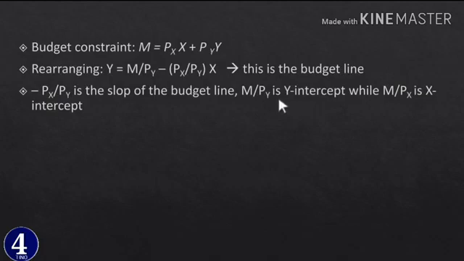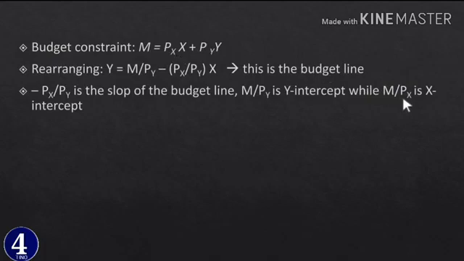It is the point where x is 0. So when we make x 0 in this formula, this term becomes 0, and y is going to be equal to m by py. While m divided by px is the x intercept. The x intercept is the point at which y is equal to 0, so in this formula when we make y 0 this disappears, and x is equal to m divided by px.